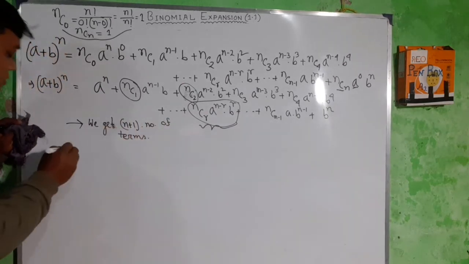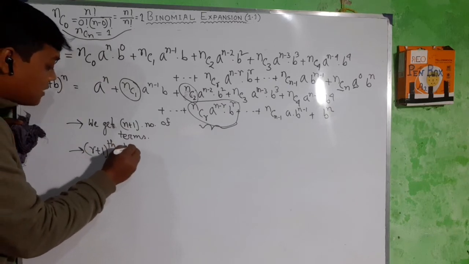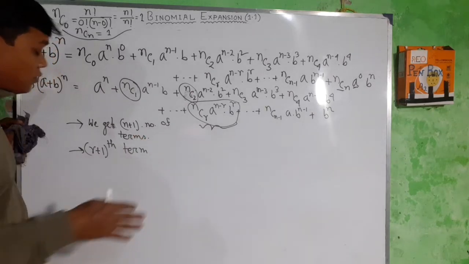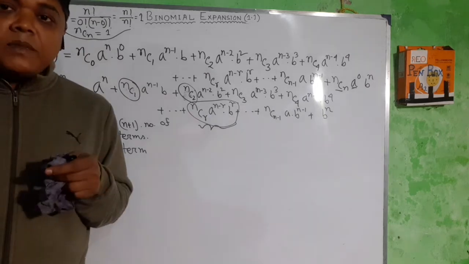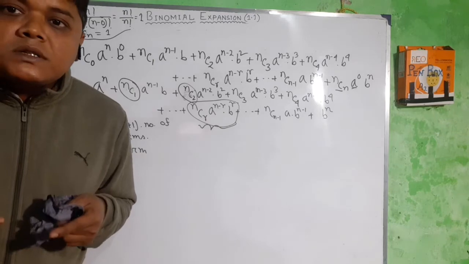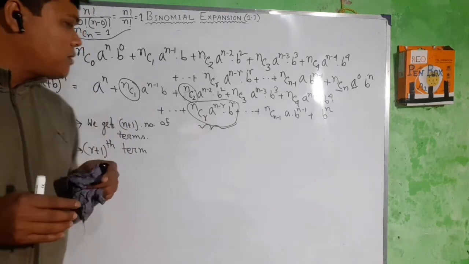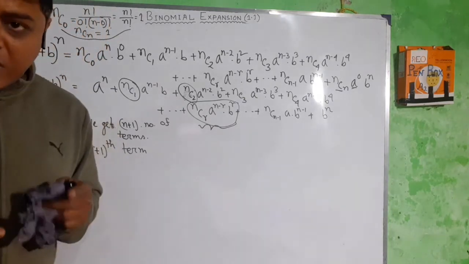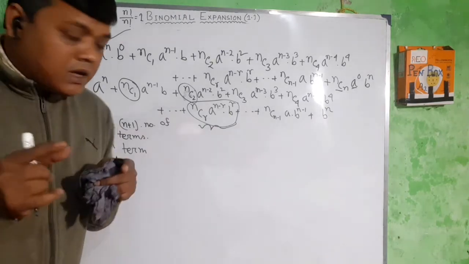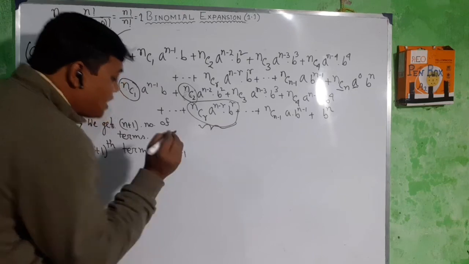And what is the (r plus 1)th term? Sometimes in your exam anyone frequently asks the question, what is the (r plus 1)th term? Okay, so most of the students write it as nC(r plus 1) a to the power n minus (r plus 1) b to the power r plus 1. Keep it in your mind. This is the (r plus 1)th term, which can be denoted as T(r plus 1).